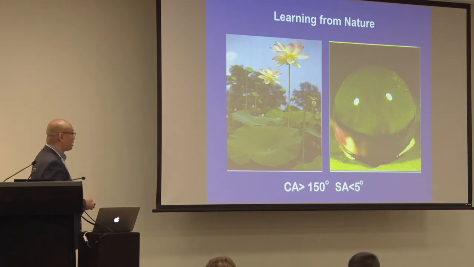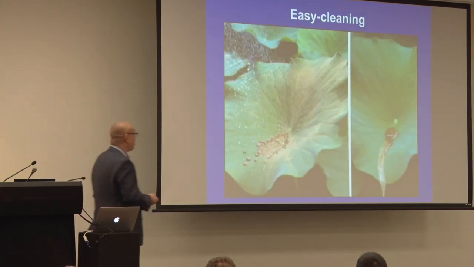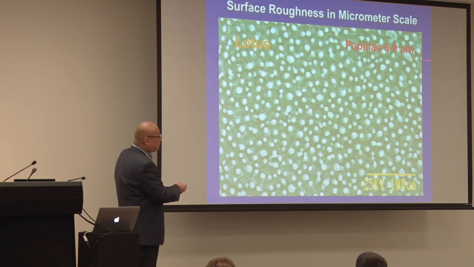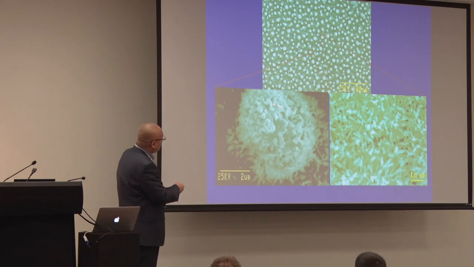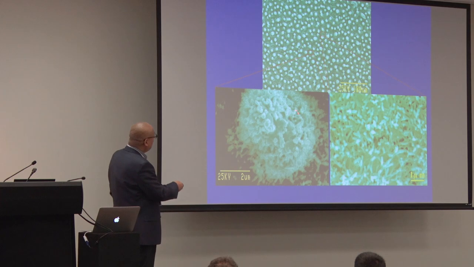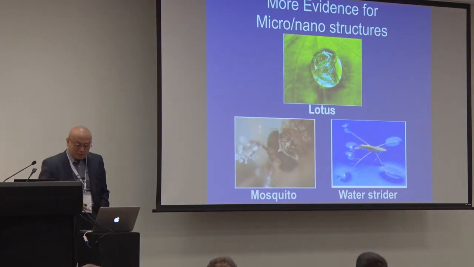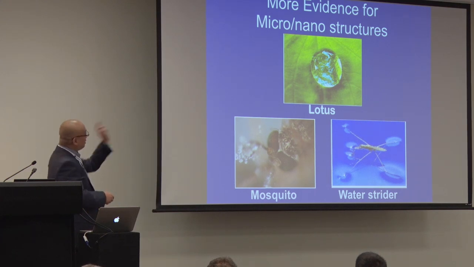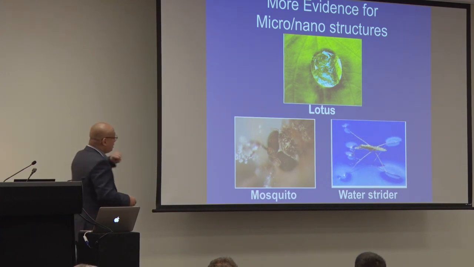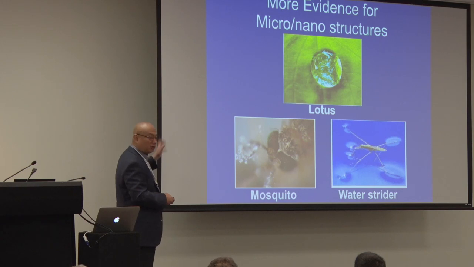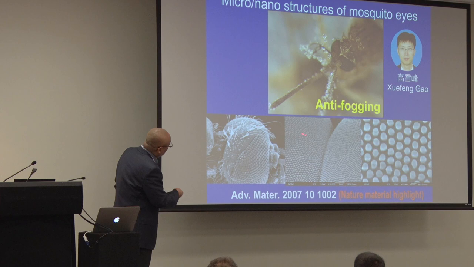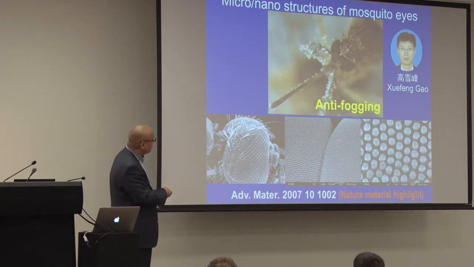with a contact angle larger than 150, the dirt on the surface can be washed away very easily. We find that there are many microstructures on the surface, and also many nanostructures on those microstructures, and then the surface was coated by wax. Those super hydrophobic surfaces, with micro-nanostructure composition, this hierarchical structure, are not only found on the lotus leaf, but also found on the compound eye.